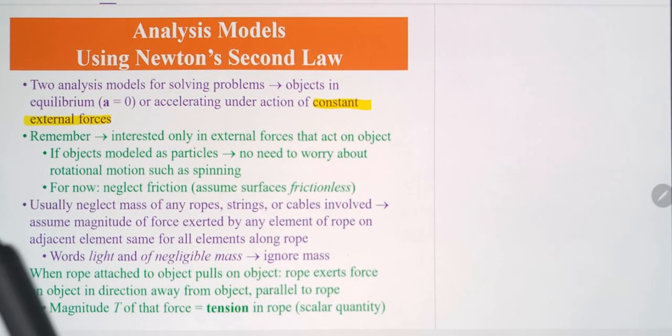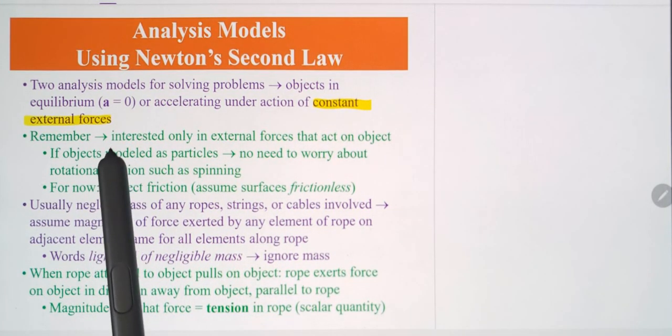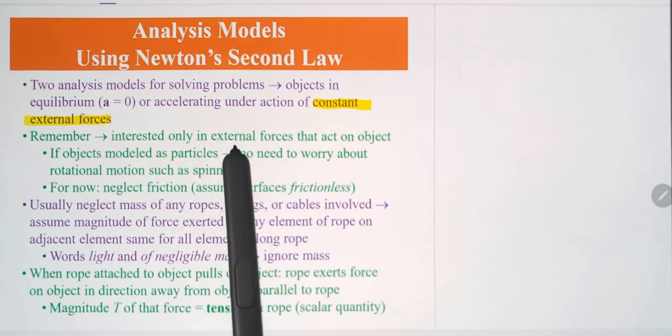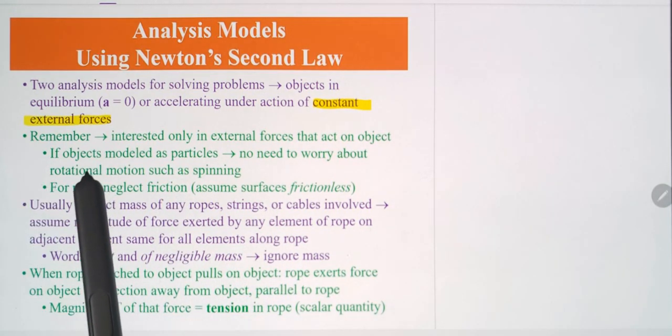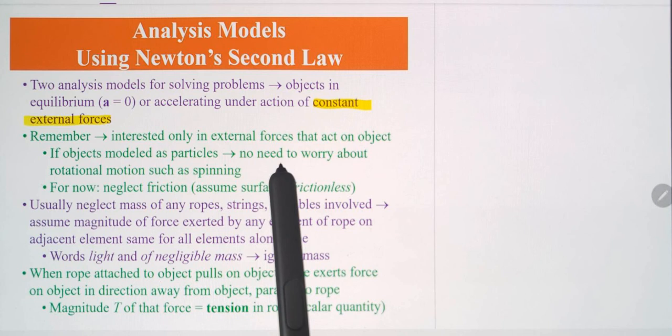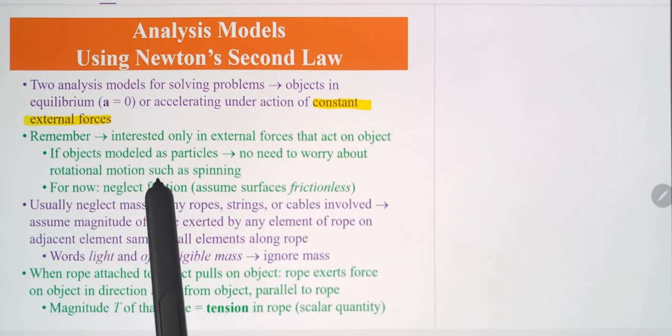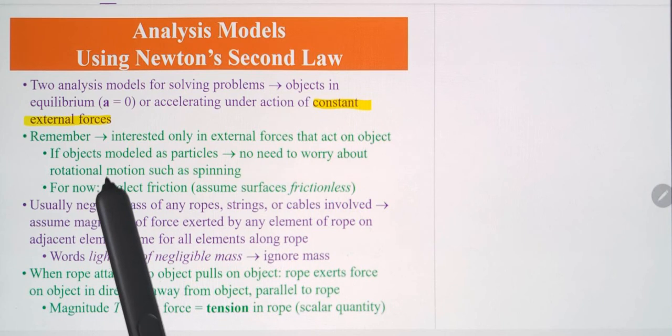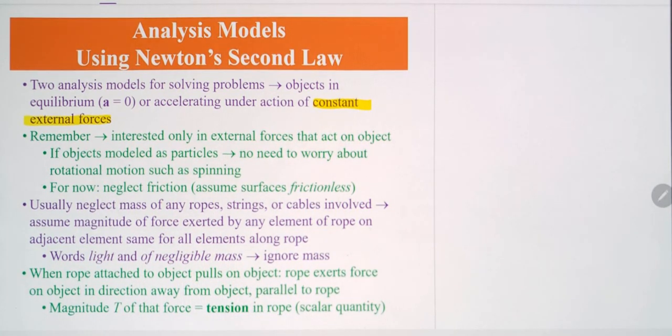Now remember, we are interested only in external forces that act on an object. So if objects are modeled as particles, no need to worry about rotational motion such as spinning. It's just a dot. It's the center of mass of the object. And for now, neglect friction. Of course, a bit later toward the end of the chapter we will get into friction and then you cannot ignore friction.